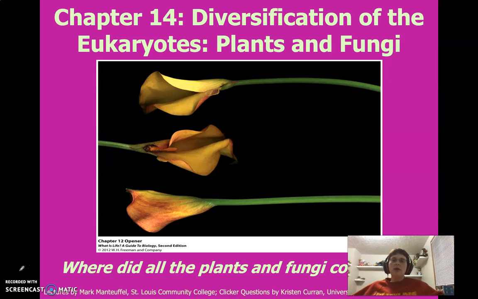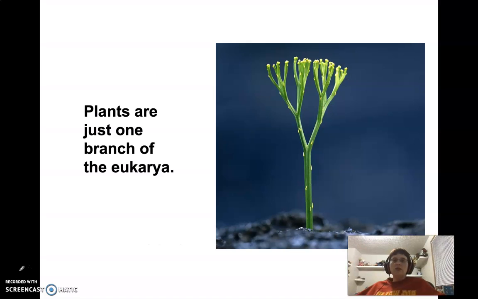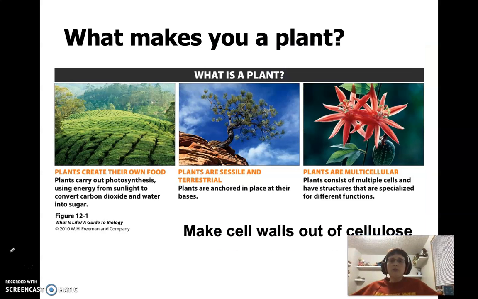These are two of the other big branches of the eukaryotes. I'm also going to have you do a lab on the animals, which is the last major branch of the eukaryotes. So we're going to focus first on the plants, because the plants are just one branch of the eukarya, but they are actually quite diverse. So let's first focus on what makes a plant a plant.